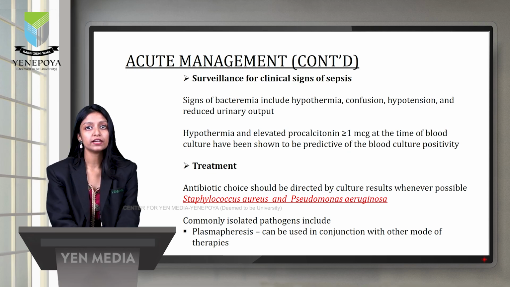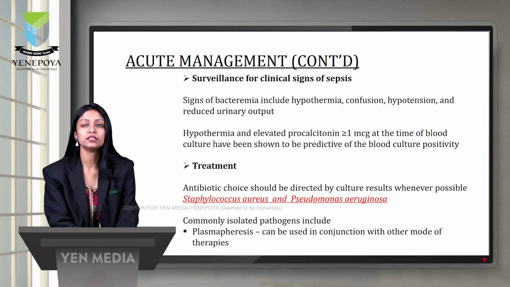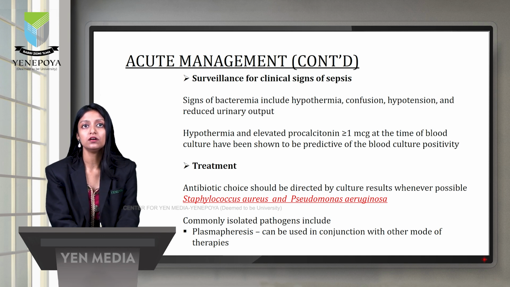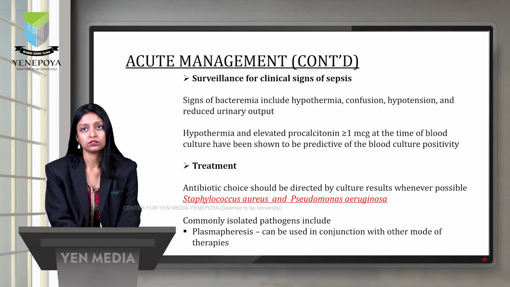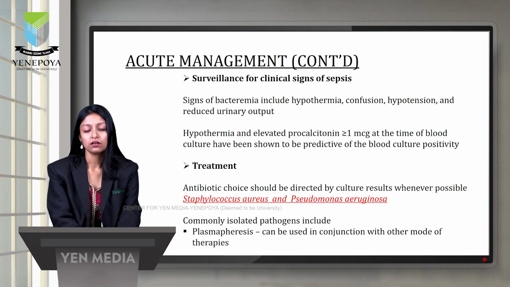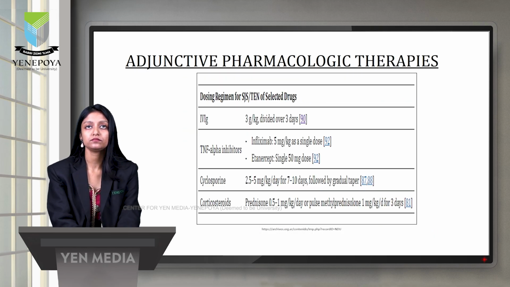Then for treatment, we will be going with antibiotic choice directed by culture results, not prophylactic antibiotics. It will be directed by the culture results whenever possible, usually for Staphylococcus aureus and Pseudomonas aeruginosa. Commonly isolated pathogens are these. Then plasmapheresis can be done in conjunction with other therapies. What is this? This is the separation of the patient's infected plasma and replacement with fresh plasma.